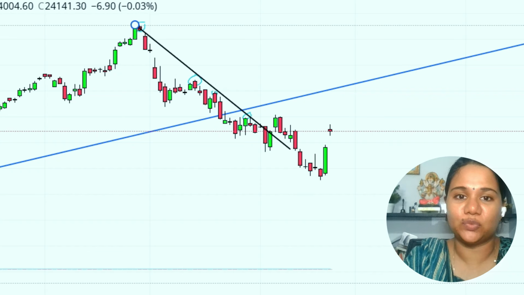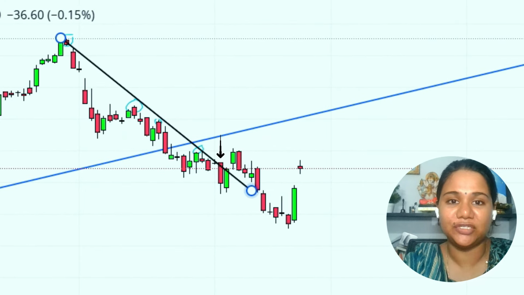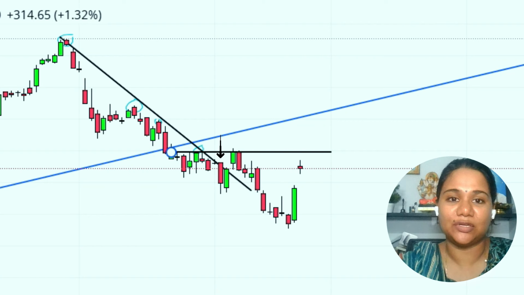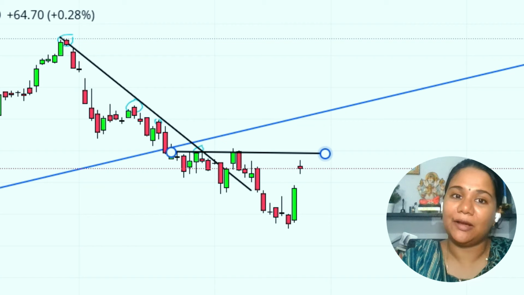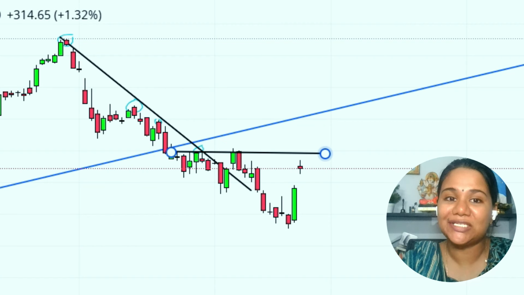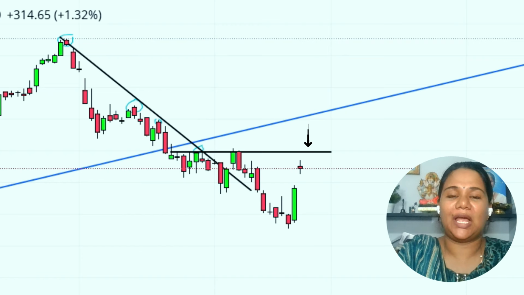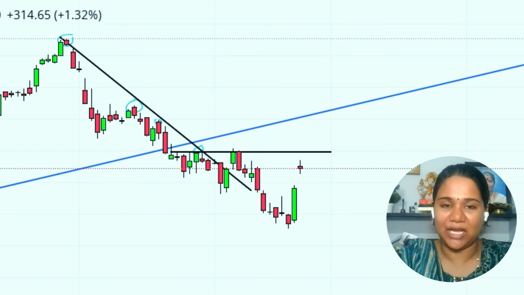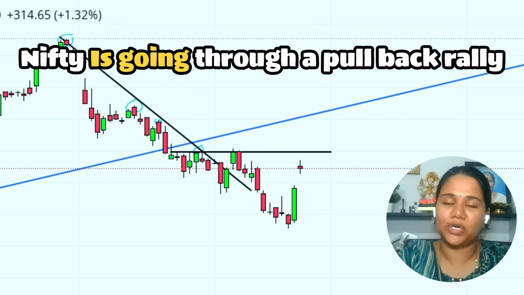So if I connect those swing highs, you can see that there has been a trend which has given a breakout over here at this point. There is a good solid resistance as well over here, and the price is heading towards that resistance right now. So I think I've got the idea. It's kind of clear for me. See, Nifty is going through what is called a pullback rally. Okay.